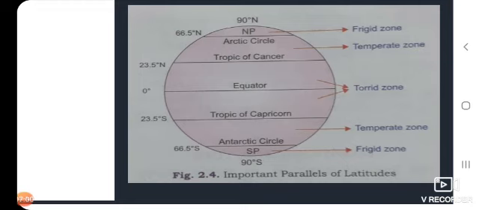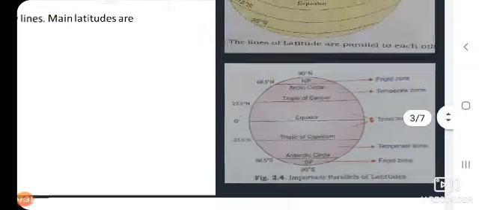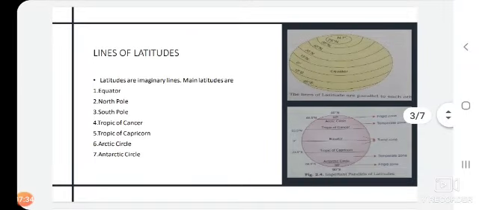Then the Tropic of Cancer is a line of latitude located 23.5 degrees north of the equator. Then comes the Tropic of Capricorn, 23.5 degrees south, and then the Arctic Circle, 66.5 degrees north latitude, and the Antarctic Circle represents 66.5 degrees south. These are the important parallels of latitudes. So, what are the important parallels of latitudes? With the help of this diagram, you are able to explain.